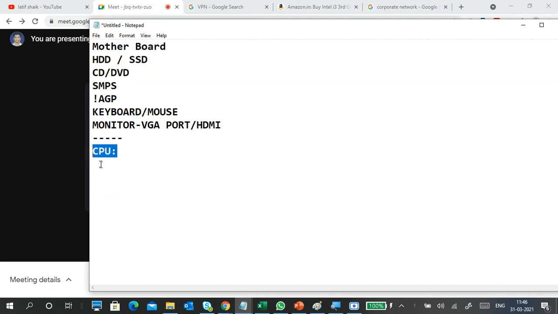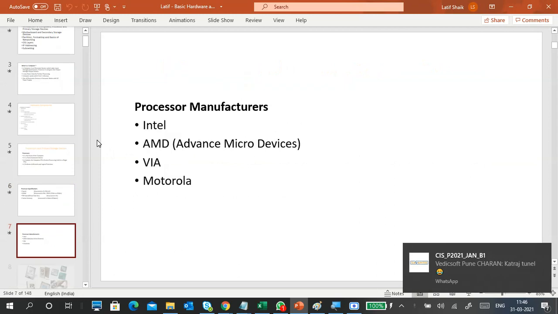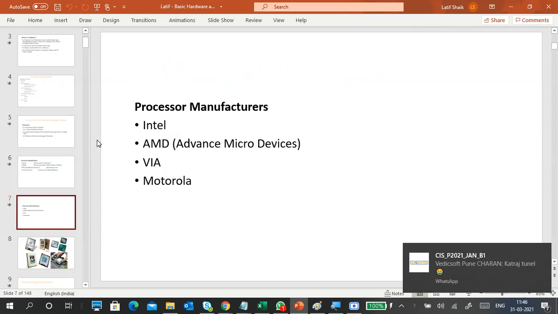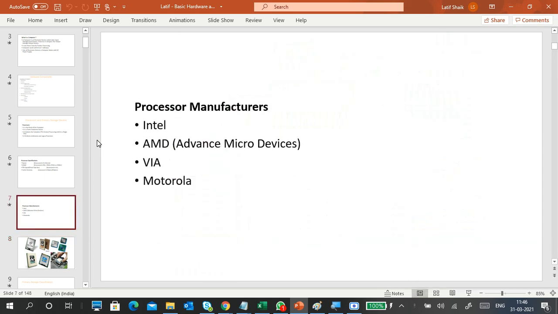So first we'll see what a CPU is, central processing unit. You know that one already. There are different types of CPUs and different CPU manufacturers. Intel and AMD are the main ones in competition. VIA is an old type now and is not available. Motorola is for mobile and other devices, not computer devices.